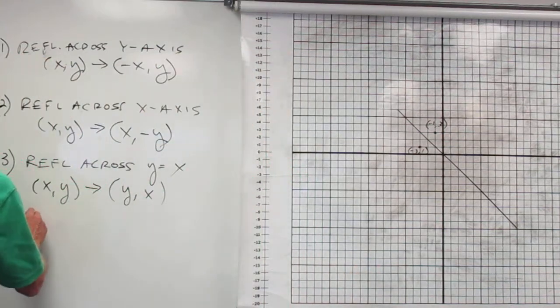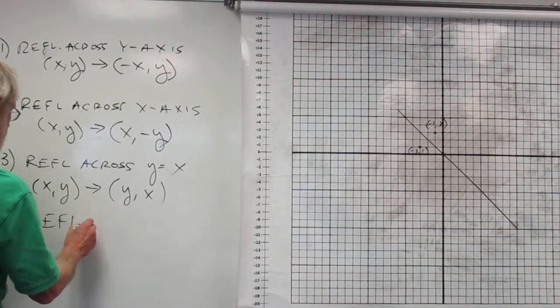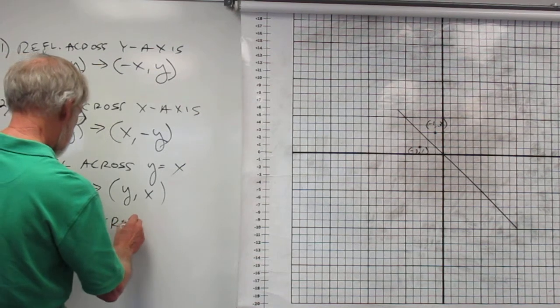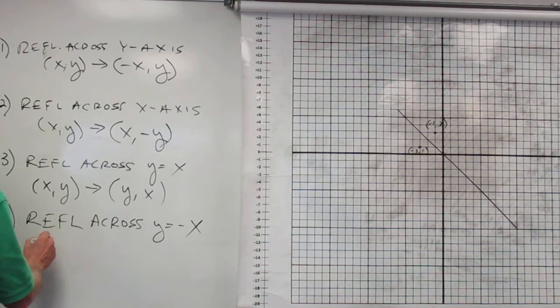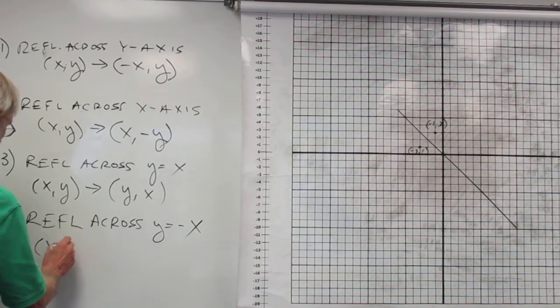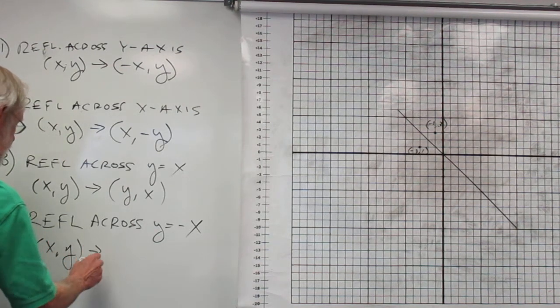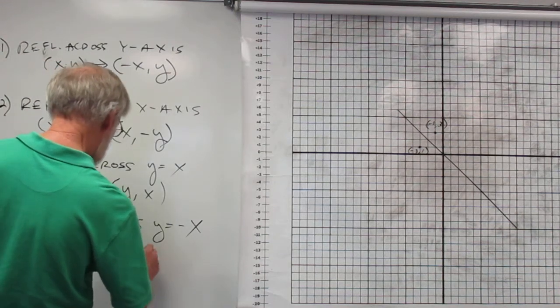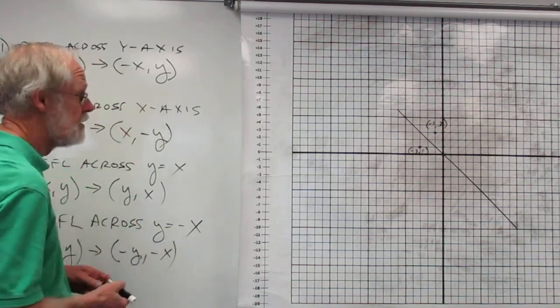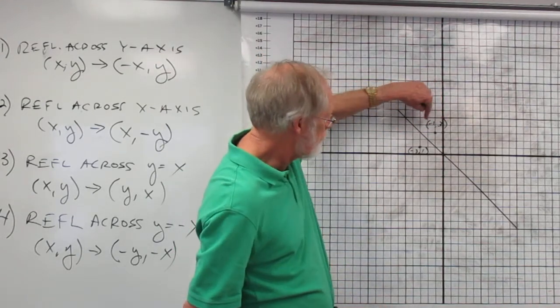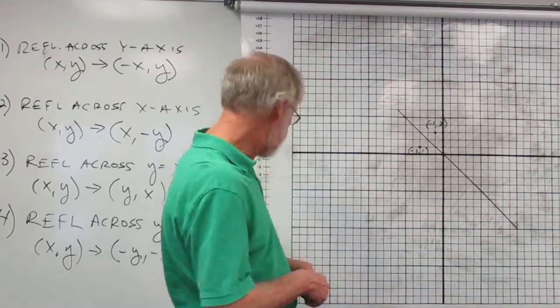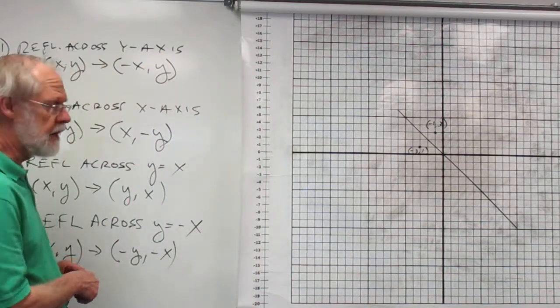So the rule should be a reflection across y equals opposite x, or negative x. We get x, y going to -y, -x. So again, y and x switch places, and they switch signs. So it's opposite y, opposite x.